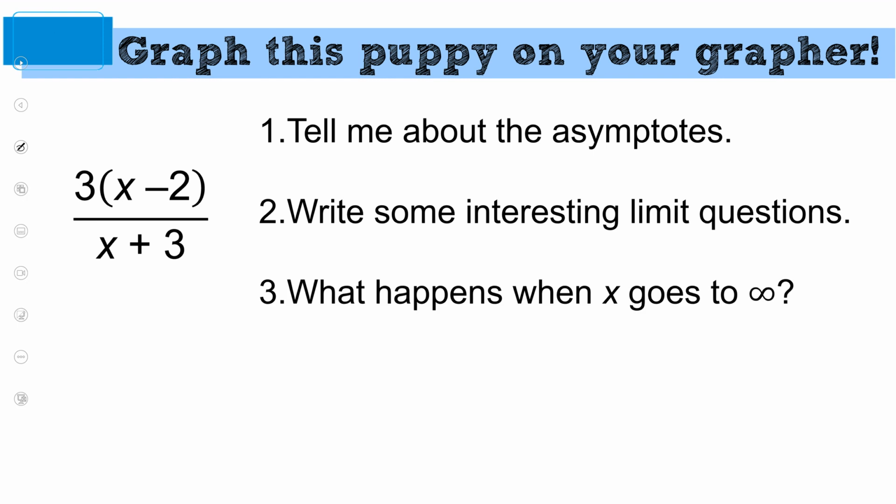Where's the horizontal asymptote? 3. Excellent. Where's the vertical asymptote? -3. Very good. Okay. What limits would you want to do? What do we care about? Nathan? Come on. Howard. What do you got? Oh, when x is approaching 6.397. Does anybody want to ask him a question about that?